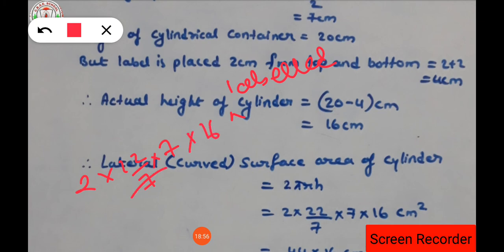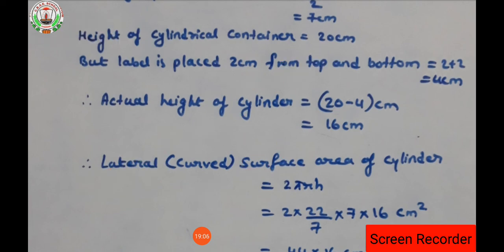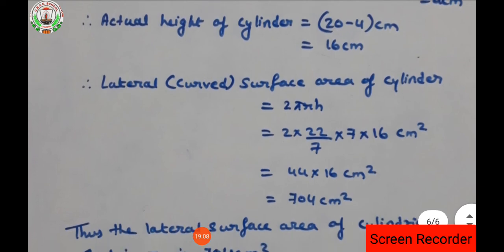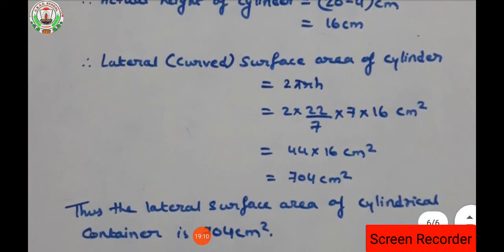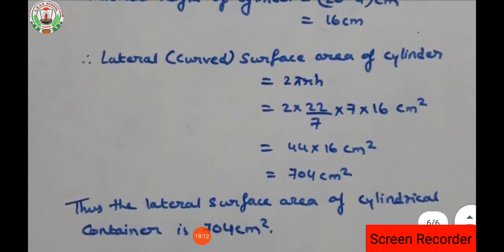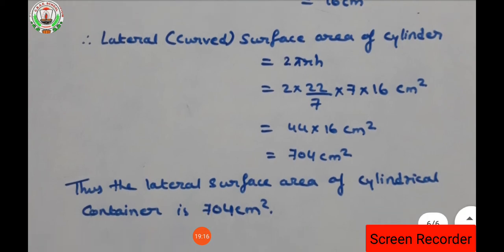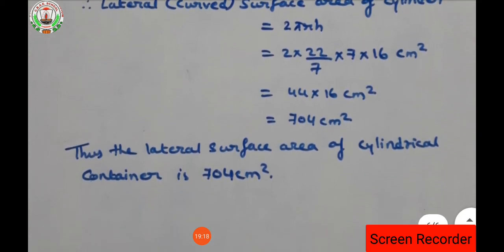So we can easily calculate. 7 will get cancelled. 22 into 2 will be 44, isn't it? And 44 into 16, while doing the multiplication, we will get the required answer as 704 centimeter square. Thus the lateral surface area of the cylinder container is 704 centimeter square.